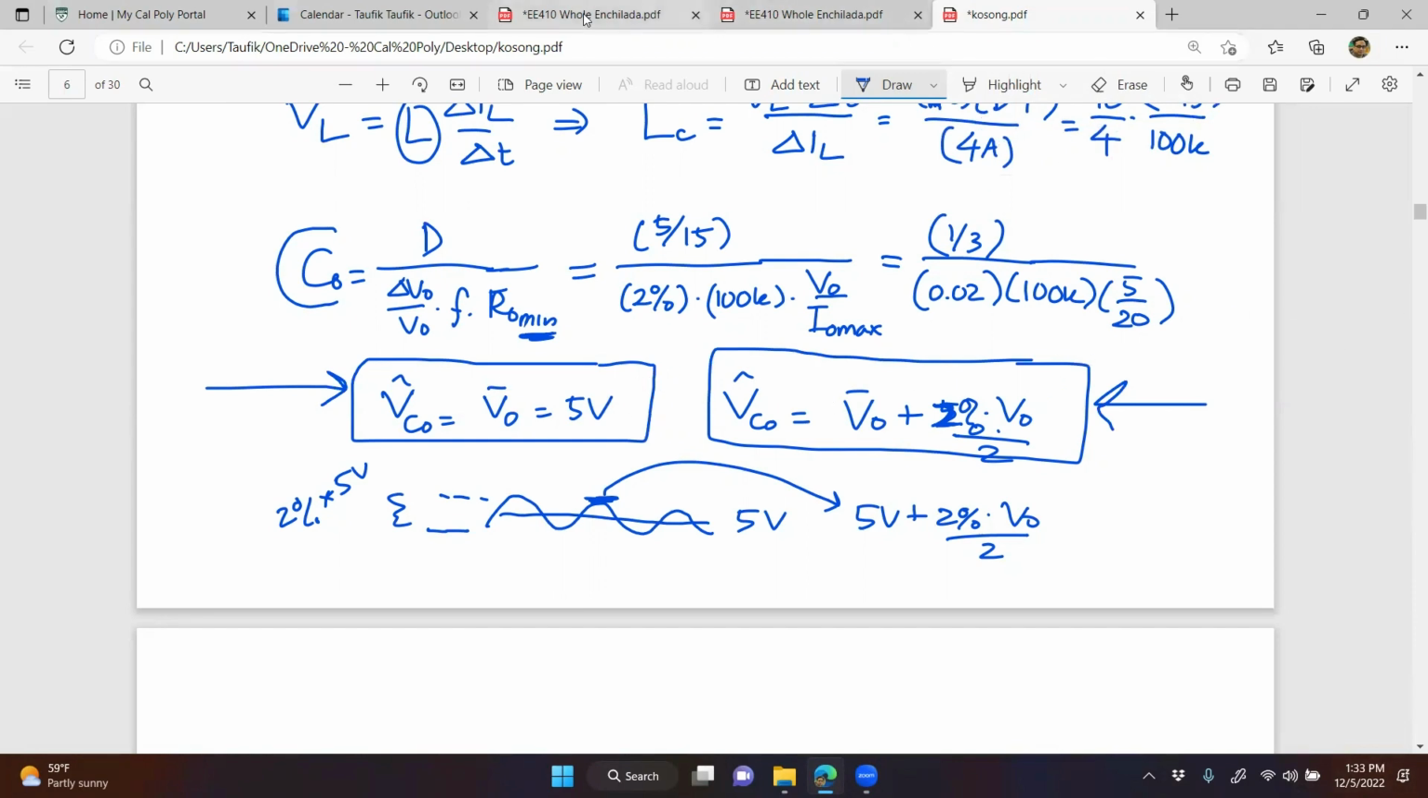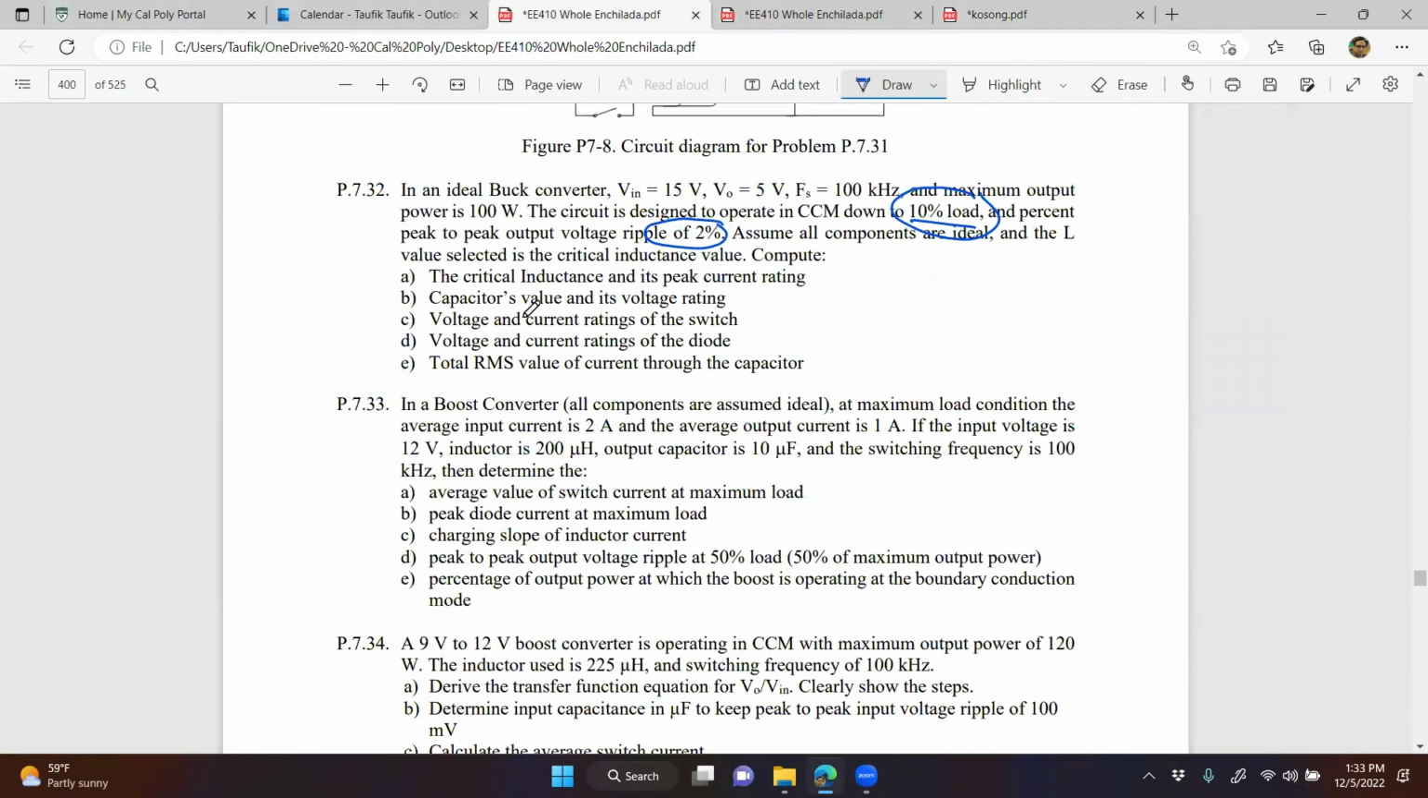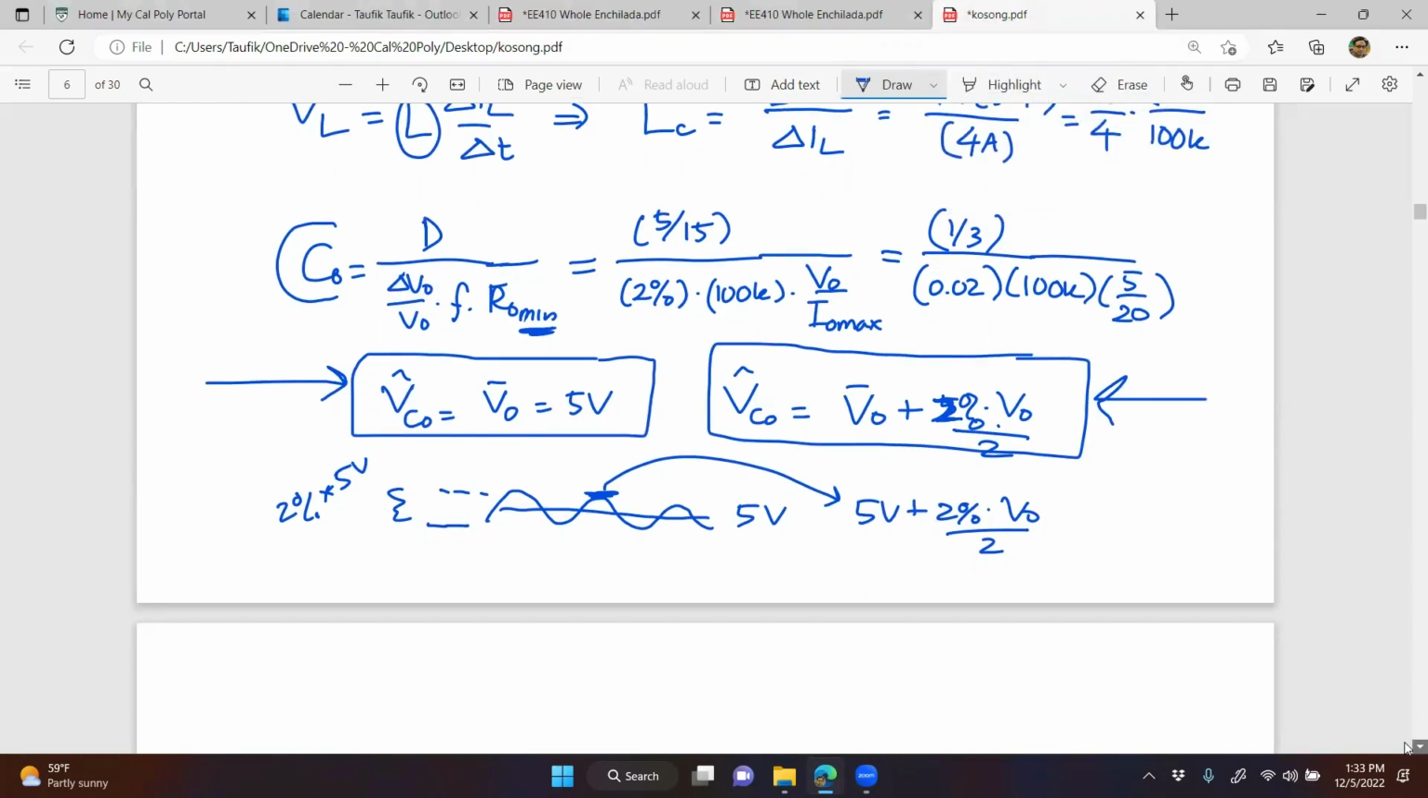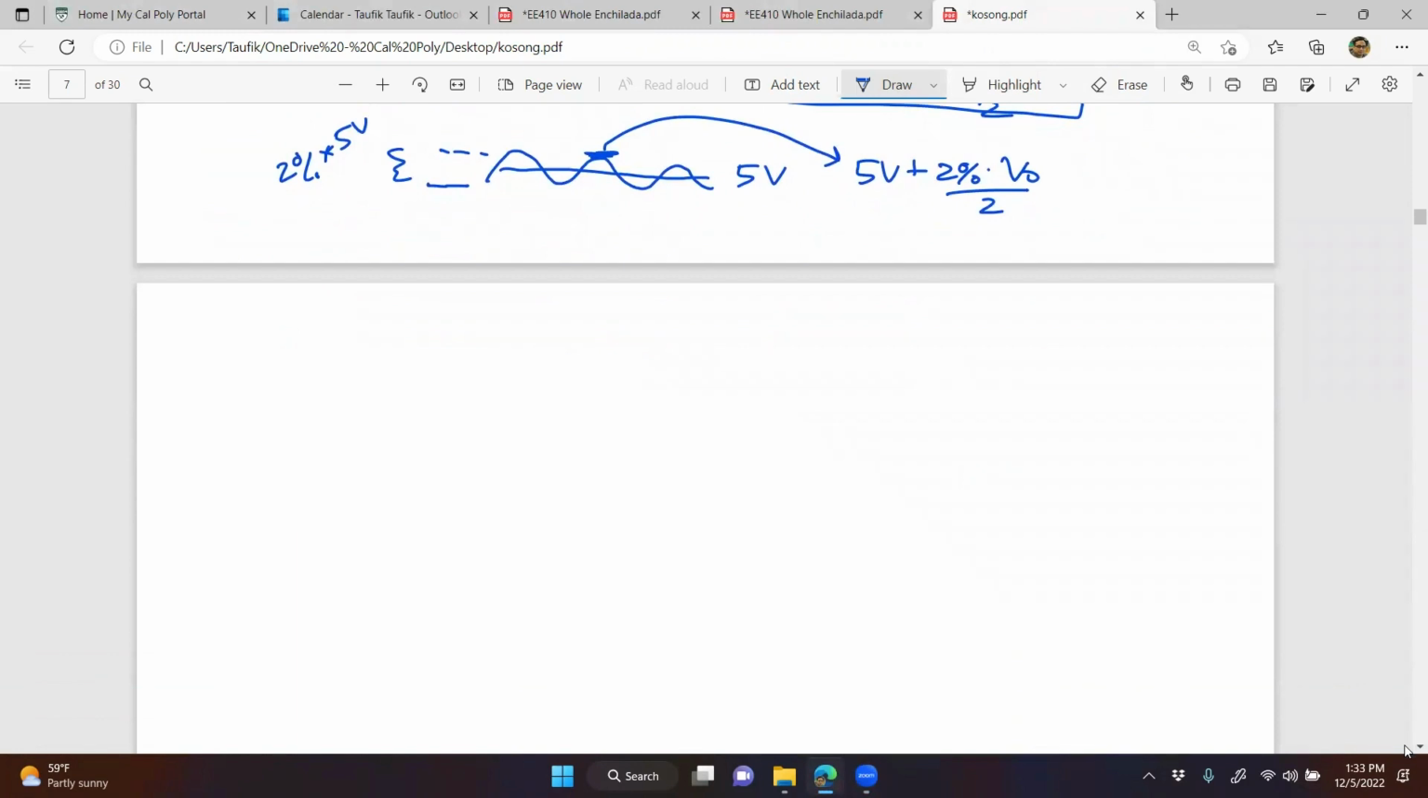Okay, thanks. And then voltage and current ratings of the switch. What is the voltage rating of the switch here? VIN, yes. For a buck converter, it is equal to VIN, which is equal to 15 volts, right? And then I switch average, that's the current rating of the switch, that's equal to what? D times I out, right? But this has to be done at maximum load.